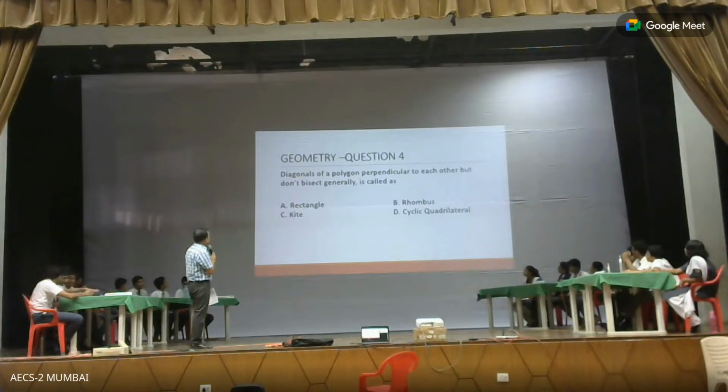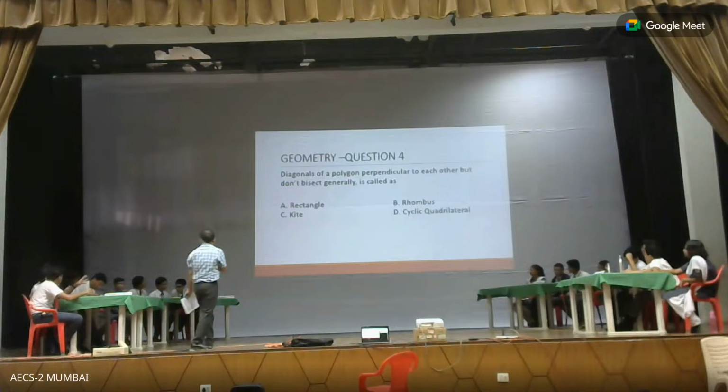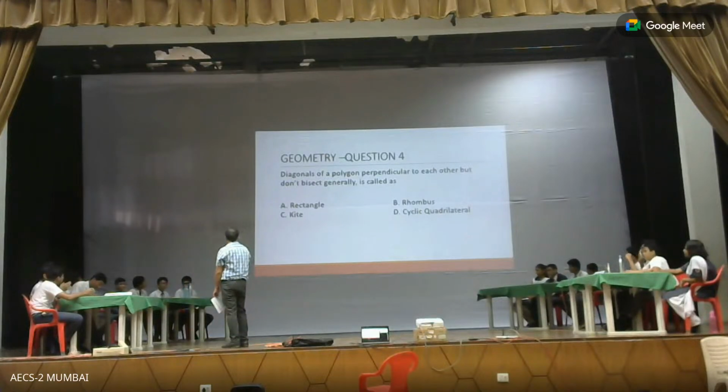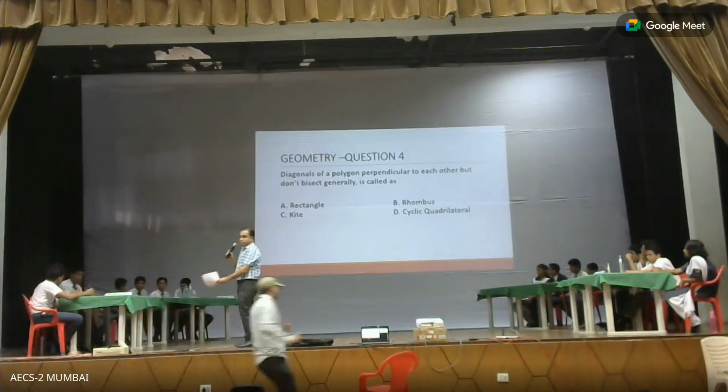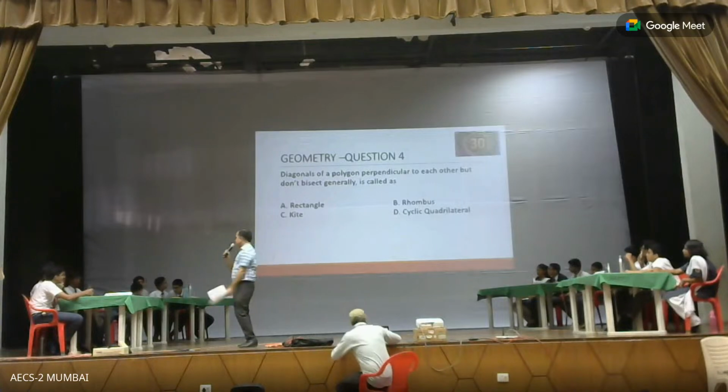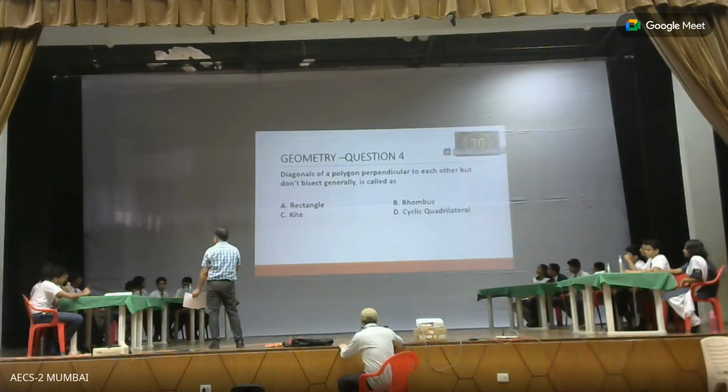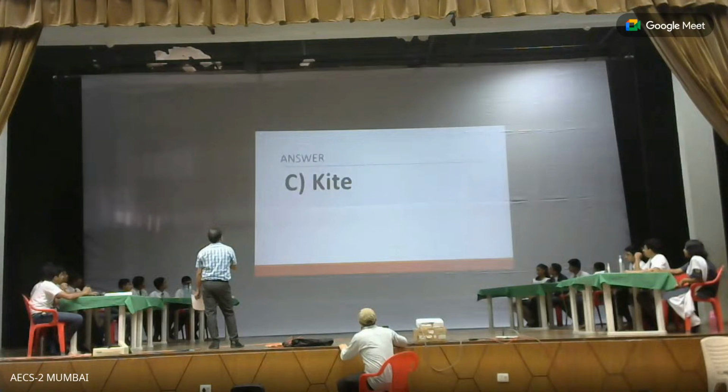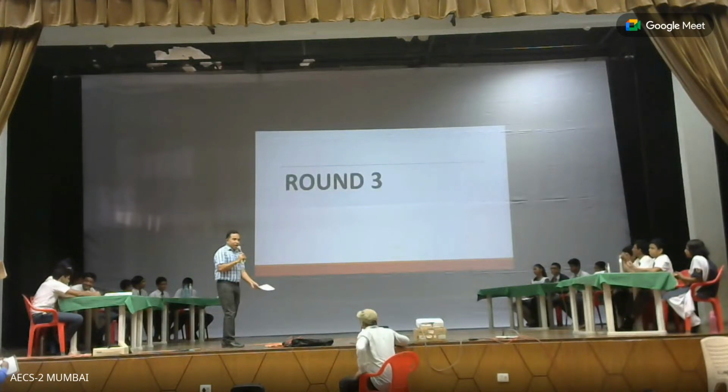Generally is called as rectangle, rhombus, kite, cyclic quadrilateral. You can start. Option 3, kite. Option C, kite. Let's see the answer. Kite. Sir, slide please. Let's understand.